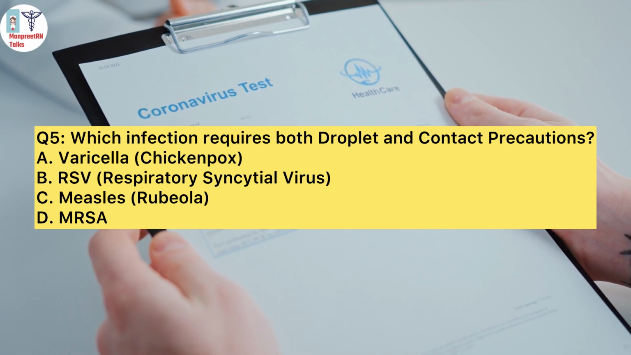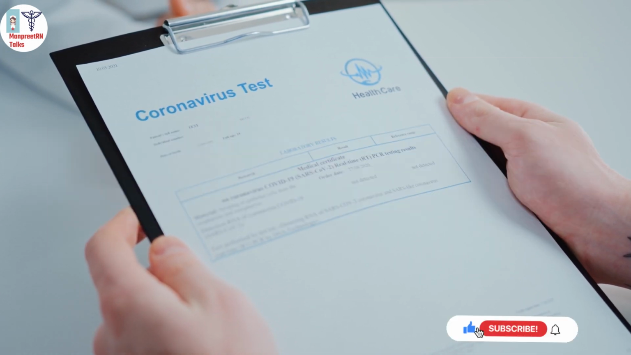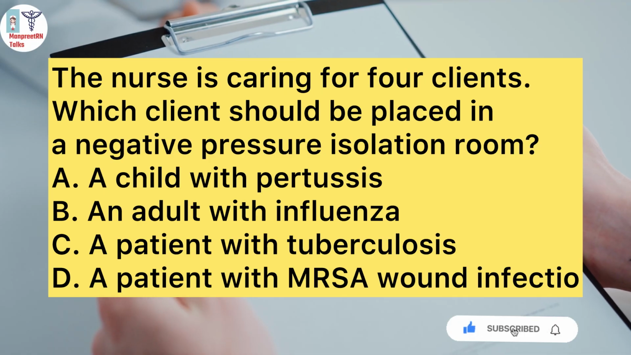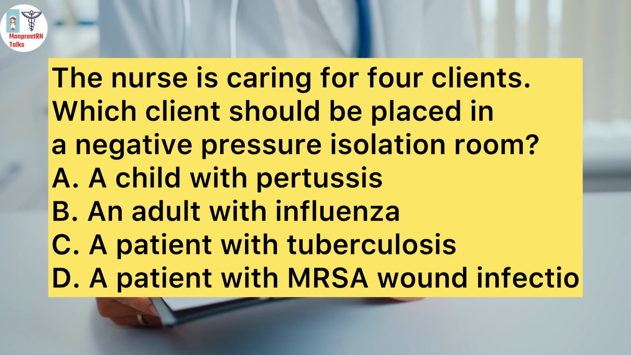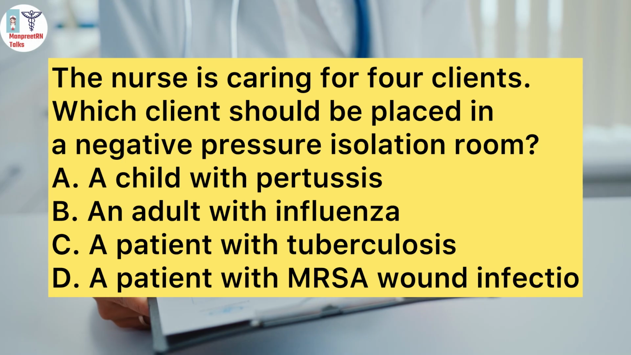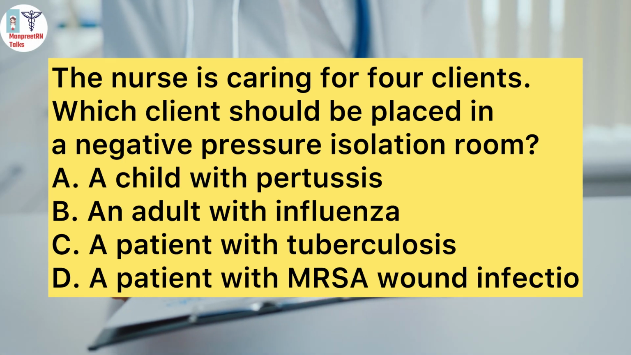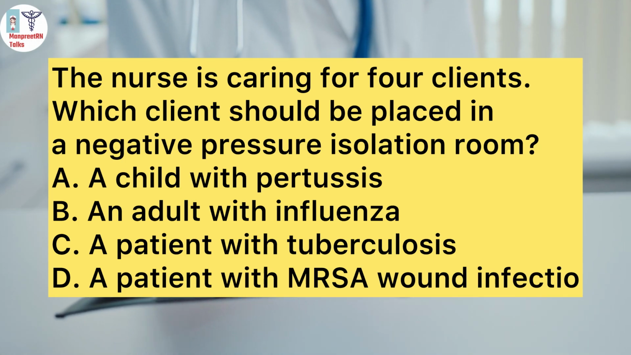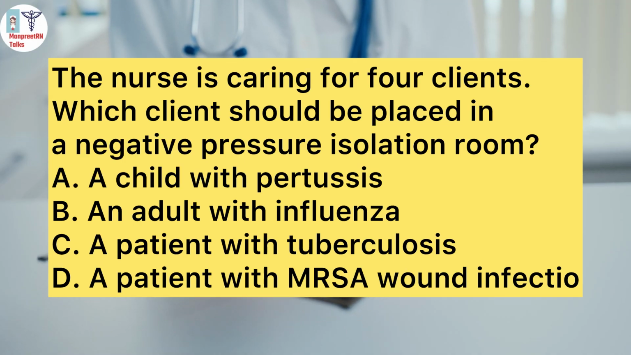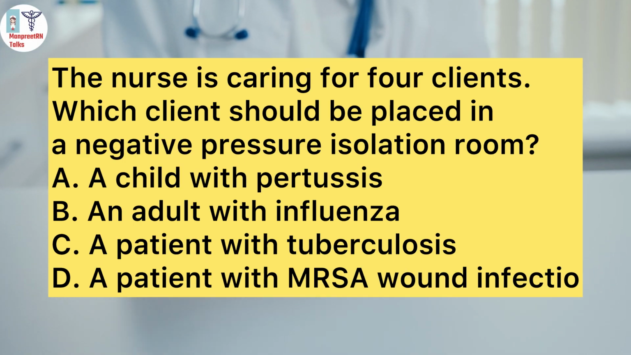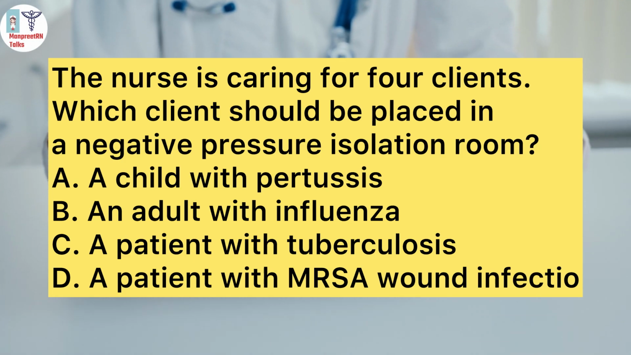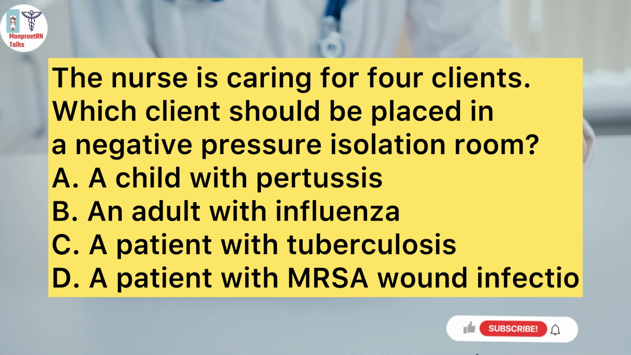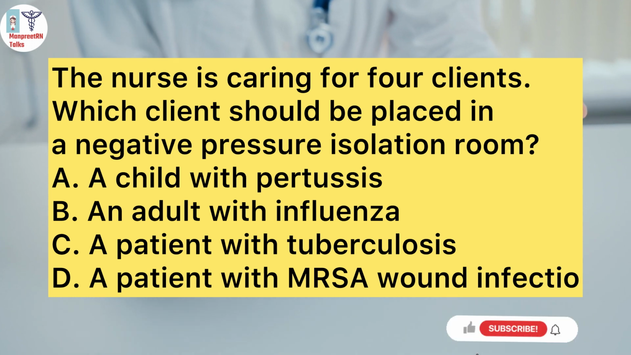So just remember it. The nurse is caring for four patients. Which client should be placed in a negative pressure isolation room? A child with pertussis, an adult with influenza, a patient with tuberculosis, a patient with MRSA wound infection. So MRSA is contact precaution, cut it out. Negative pressure room is for the airborne. So the correct answer is C, a patient with tuberculosis. TB is airborne, that requires a negative pressure room.